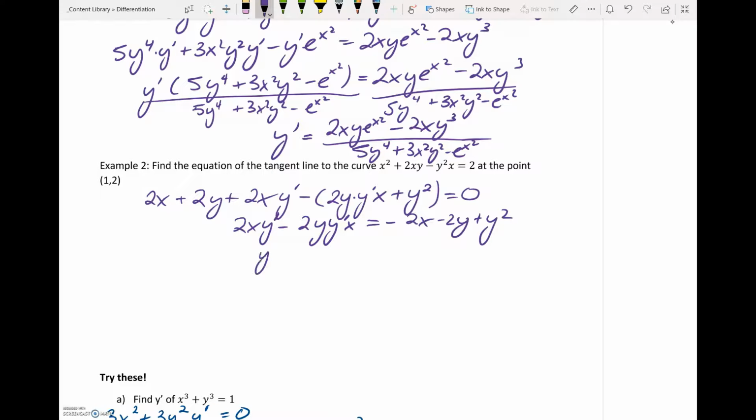And then we'll factor out our y prime. Then divide both sides by 2x minus 2yx.